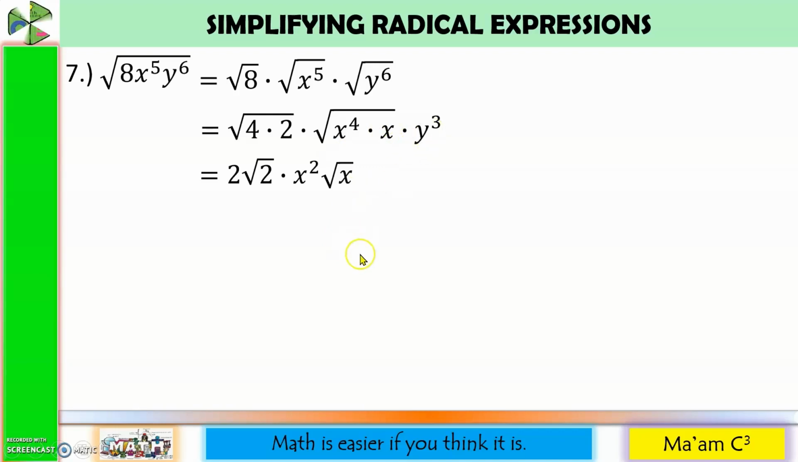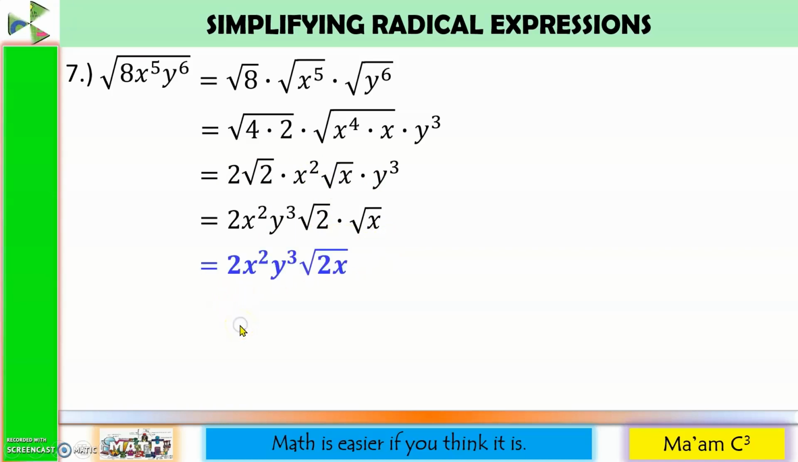And then, I'll copy y cubed. Then, I'll rewrite first those we factored out. That is 2, x squared, and y cubed. And then, copy square root of 2 and square root of x. Then, I'll combine this into one radical symbol. So, the final answer is 2 x squared y cubed times the square root of 2x.